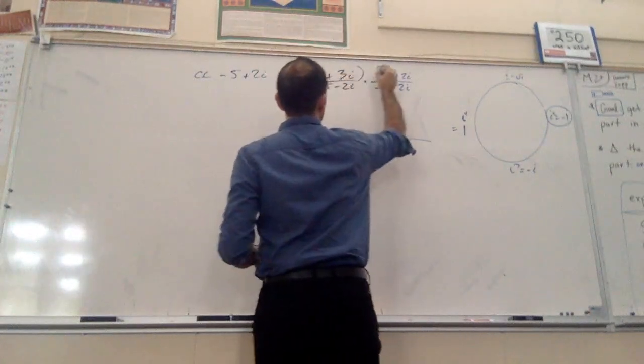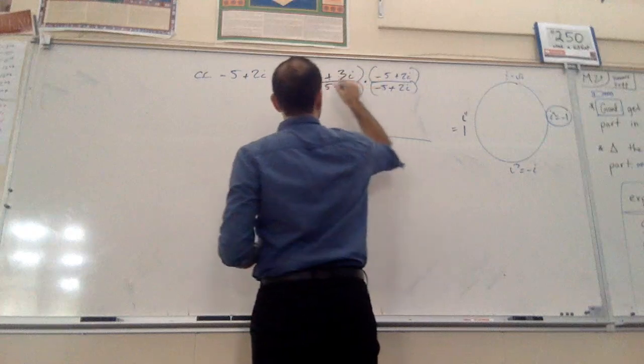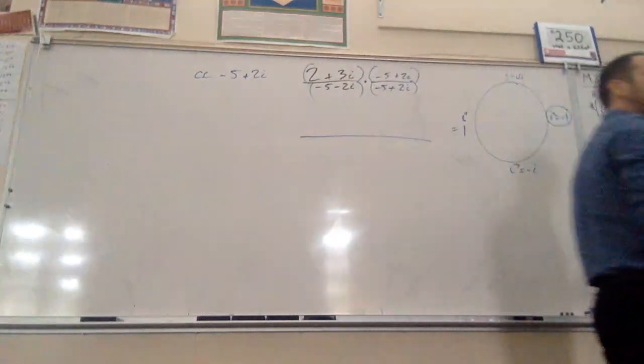It looks like it's going to be what? A double what? Like a double FOIL kind of problem, right? Double distribution.